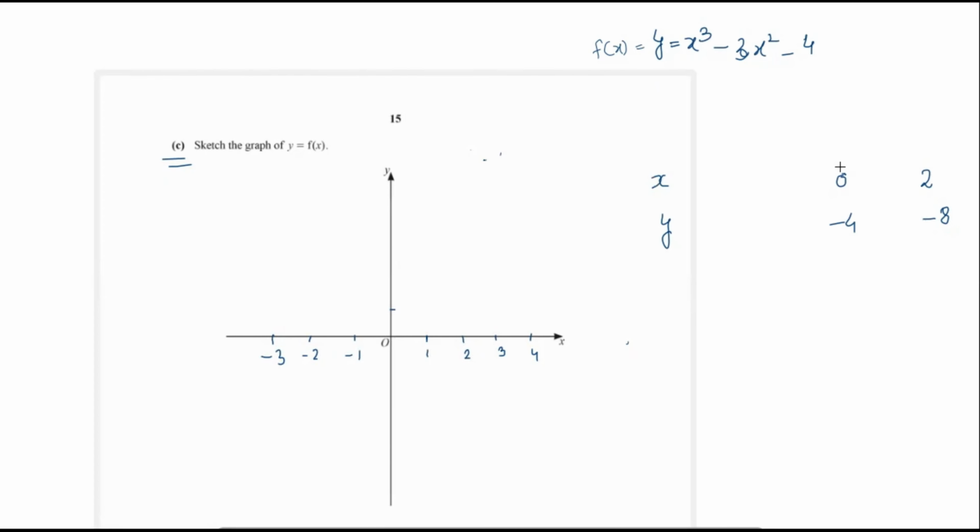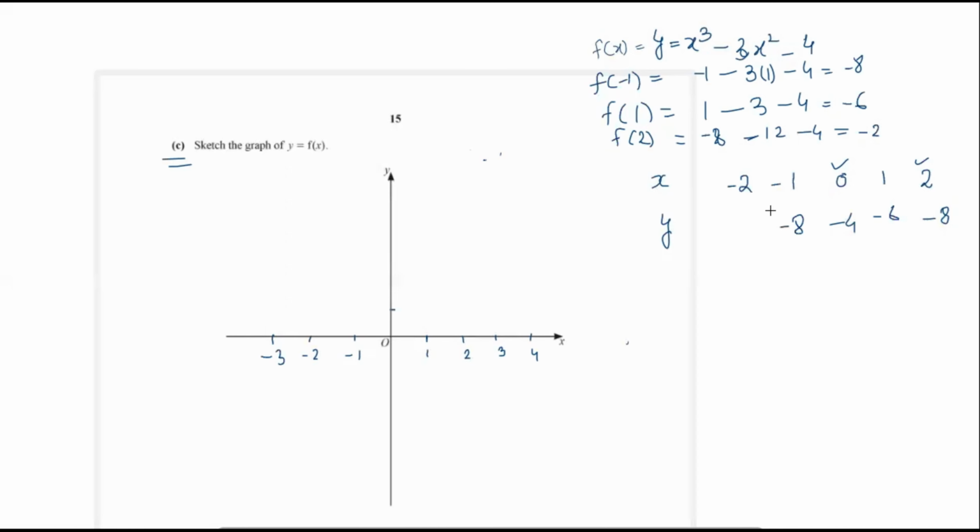Firstly, we take some values. These are the turning points, and before the turning points, we take the value minus 1. When f of minus 1, minus 1 cubed is minus 1, minus 3 into minus 1 squared is minus 3, and minus 4, that's equal to minus 8. And same here we take f of 1, and that value will be equal to minus 6. And we take another point. Now suppose that is 2. f of 2 will be equal to minus 24.